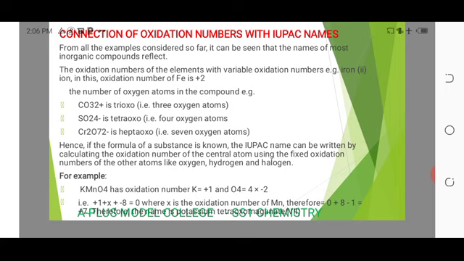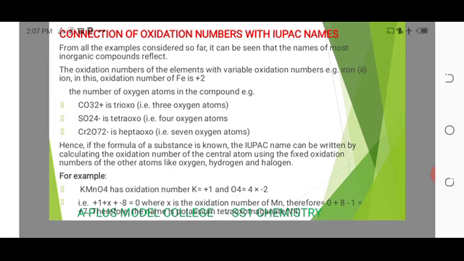From all the examples that we have considered so far, we must have noted that the names of most inorganic compounds reflect the oxygen number. Let's look at the number of oxygen atoms in the compounds below. CO3 raised to power 2 minus, that's the way you write it in chemistry, and that is trioxo, because it has 3 oxygen there.